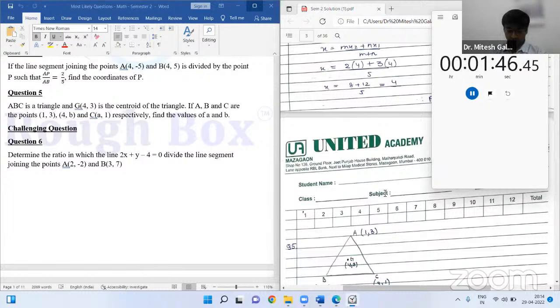But what we can also do is find the equation of AB and then find the point of intersection and then do the ratio.